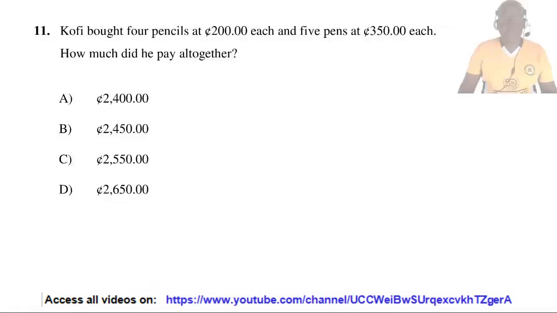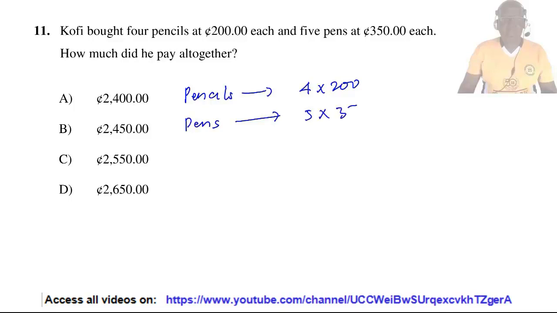Question 11. Kofi bought 4 pencils at 200 Ghana cedis each and 5 pens at 350 cedis each. How much did he pay altogether? The cost of the pencils is going to be equal to 4 times 200, and that of the pens is going to be equal to 5 times 350. This one here equals 800.